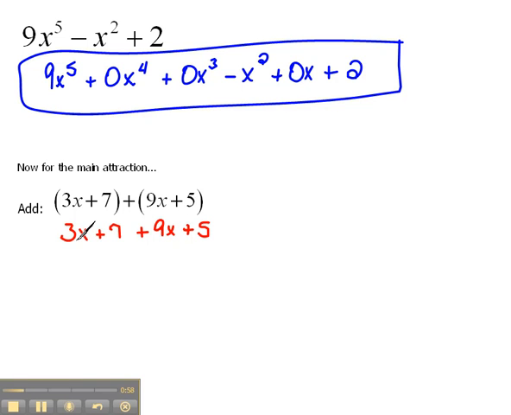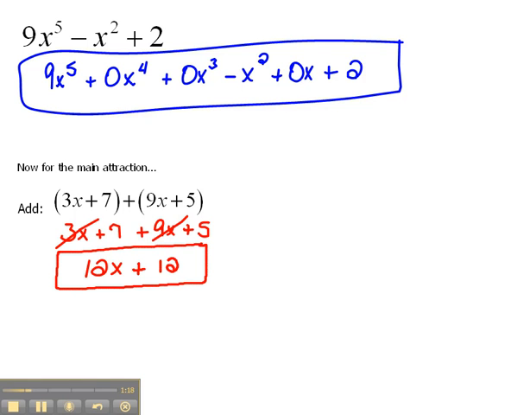So we can put together the 3x and the 9x because those are like terms. So 3x plus 9x would be 12x. Now we're done with those. And we can put together our plain numbers. We've got a positive 7 and a positive 5, which would be a positive 12. This is adding those two binomials.